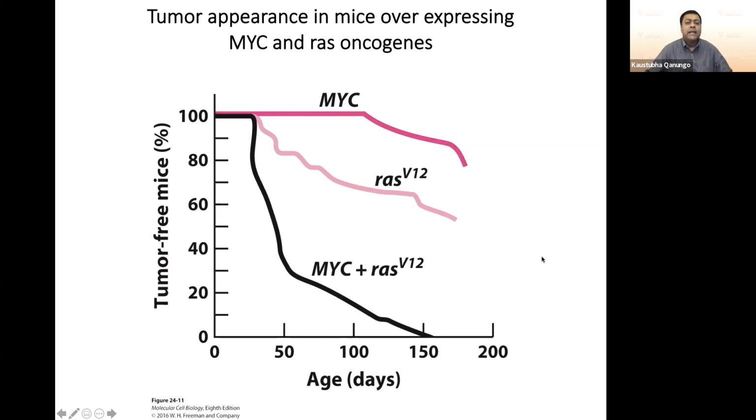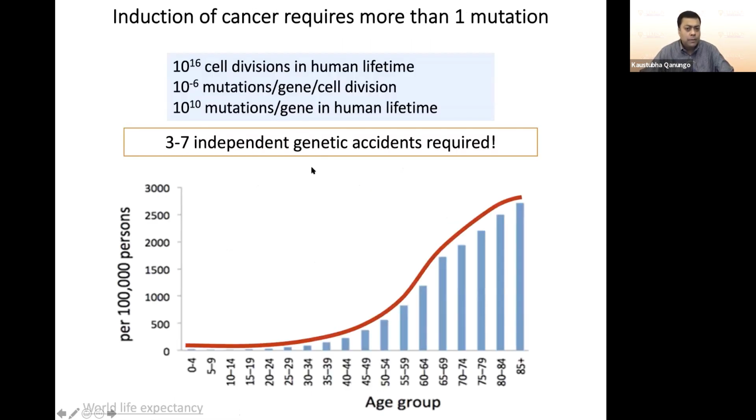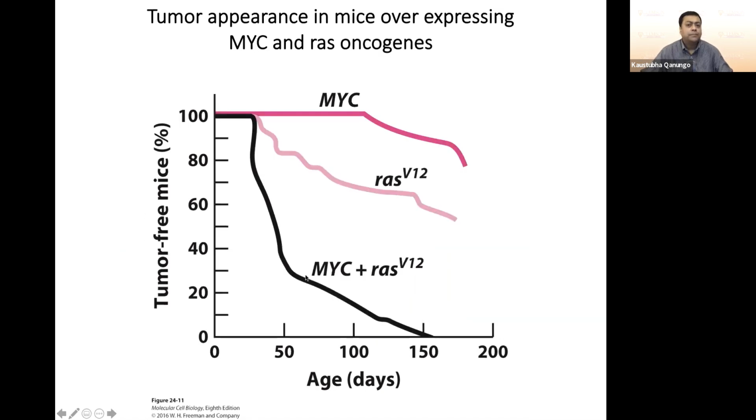So here is an experiment, which is very important, on tumor appearance in mice overexpressing 2 oncogenes. What it tells us is that you need more than one, which we talked about right here, 3 to 7 genetic accidents required. And here we are supporting that hypothesis. So here we have MYC, a proto-oncogene, whose mutated form is the oncogene, and this is a transcription factor.